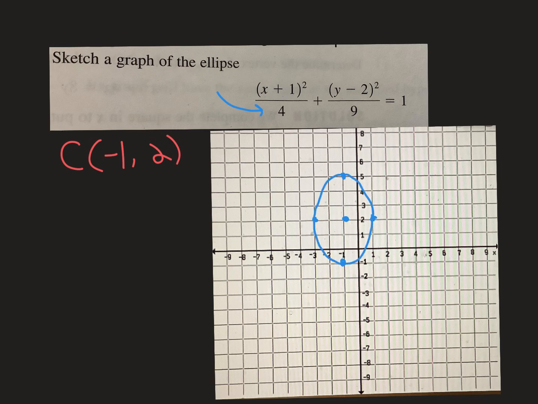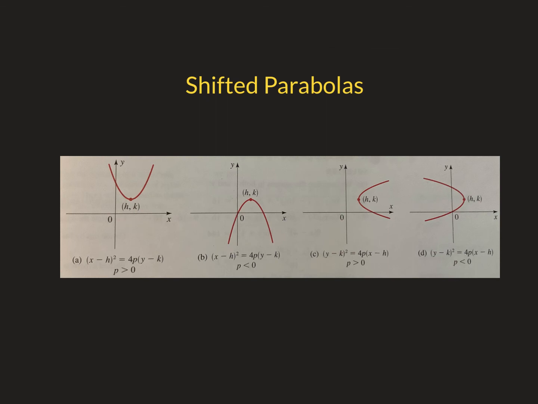It's been shifted. Shifted parabolas, same deal. The parabolas we did last time, the vertex was always at 0, 0. Now, a little bit more complicated with the parabolas. The 4p still goes on the opposite side of the square. If the x is squared, it goes up or down. We talked about this. Wherever the 4p is tells you how it goes. The 4p with the y, it goes up or down. The 4p with the x, it goes left or right. And the shift is just the opposite of what's inside your parentheses.